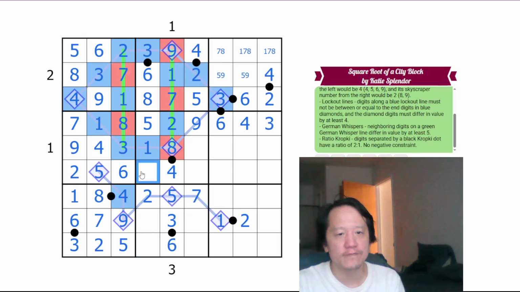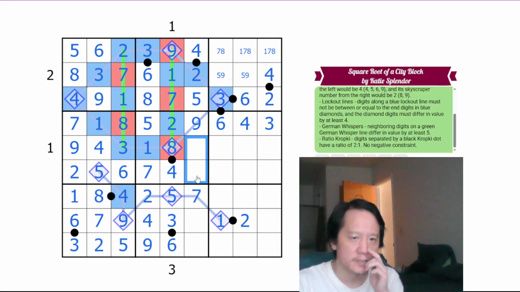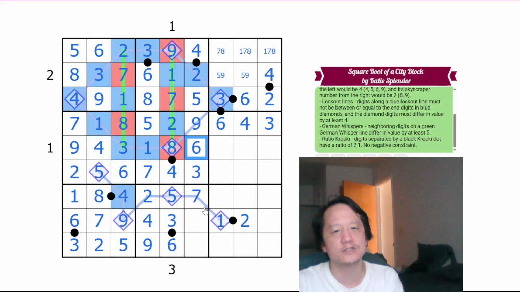Remaining digits of column 4, we have 4, 7, and 9. 7 cannot be either of these digits because of 7 in the box, so 7 is there. This can't be 9 because of 9 in the row, so this is 4 and 9 there. Remaining digits in the central box, we have 5 and... no, we have 6 and 3. 6 can't be here because of 6 in the row, so that's 3 and 6.